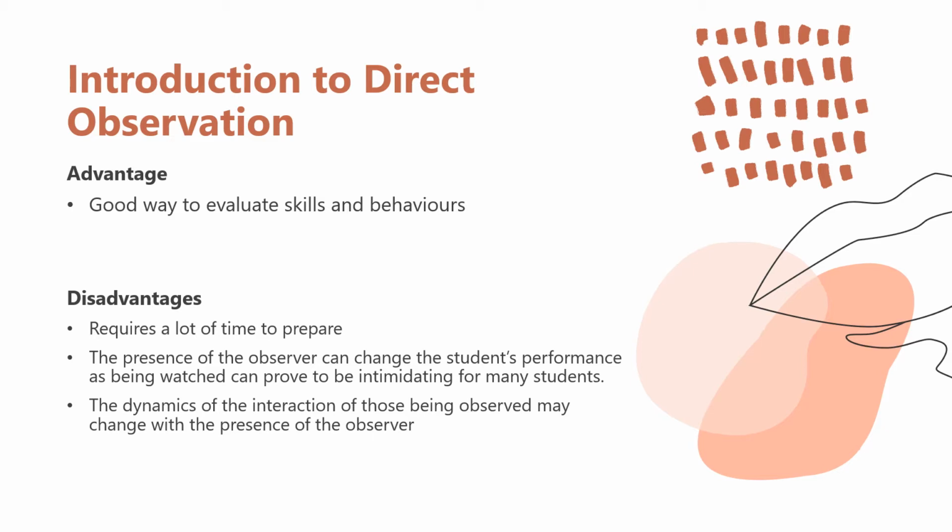The presence of the observer can actually change not only the student's performance and can prove to be intimidating, but it can also in many ways change the interaction of everyone who is being observed. And so this is something that really does need to be taken into account and also remembered as part of preparing for a direct observation.